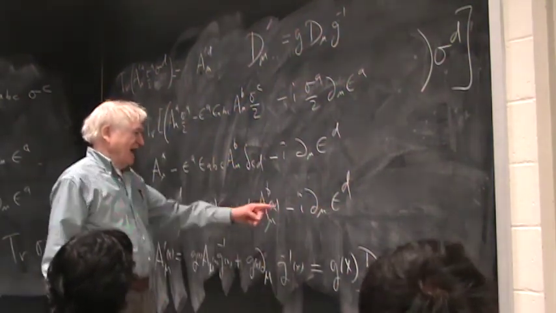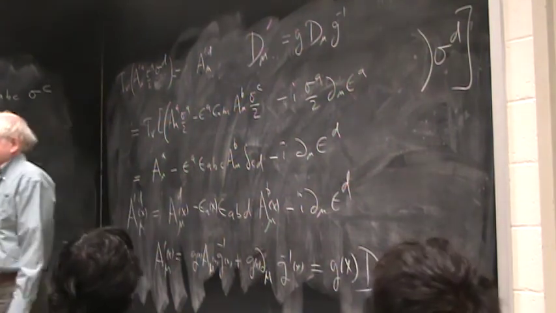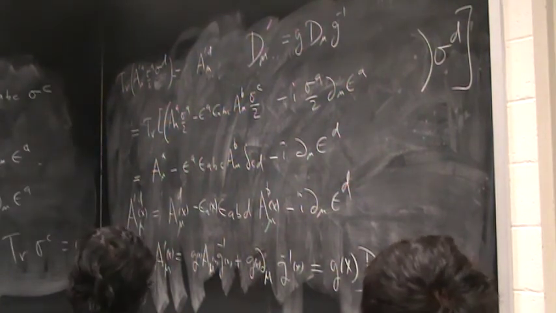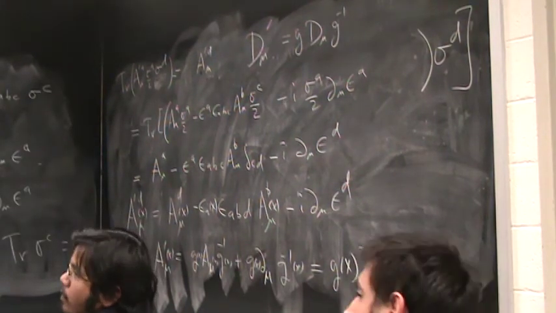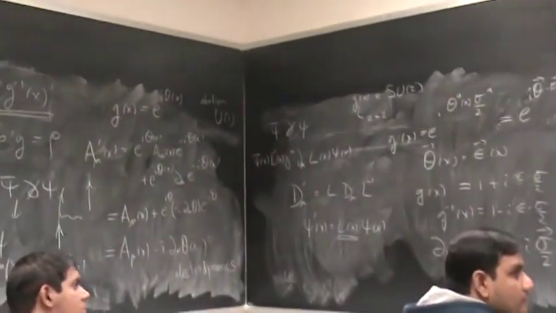The fact that we've got an i in there is what we had over here. Minus i d mu of theta. Here we have minus i d mu of A. Okay.